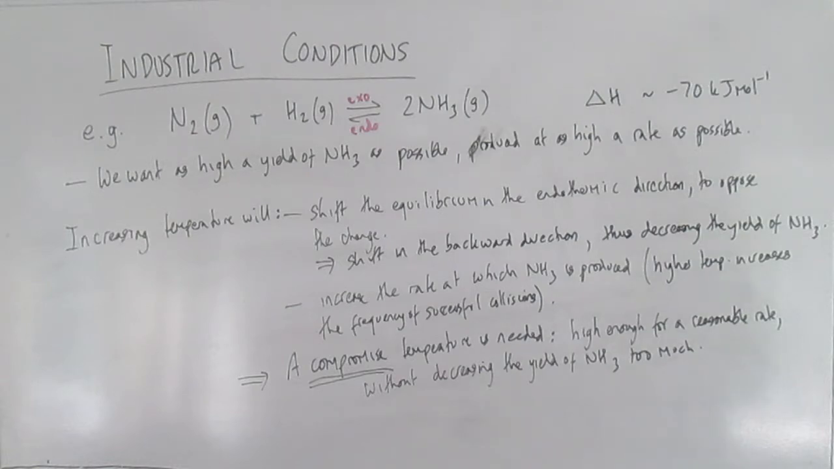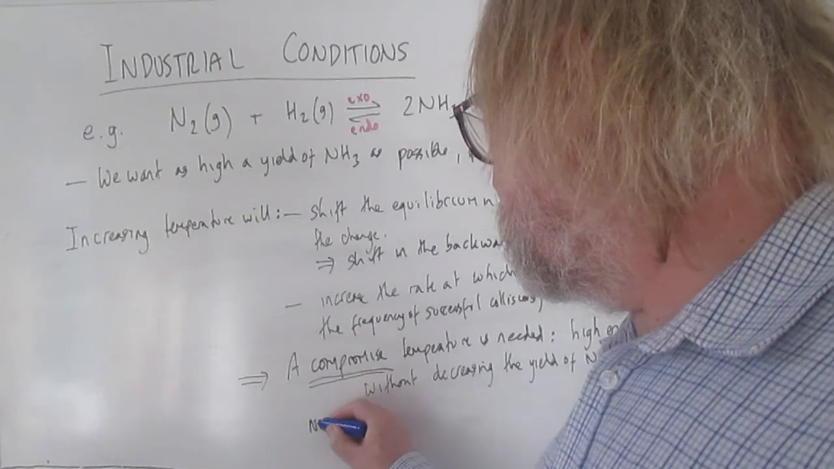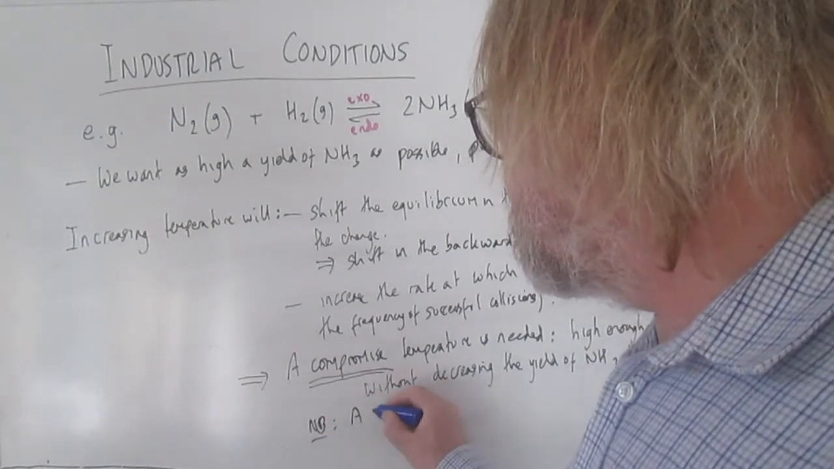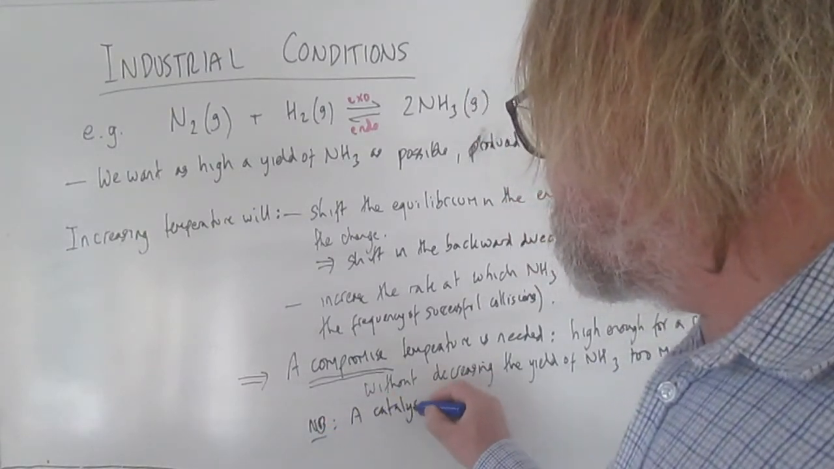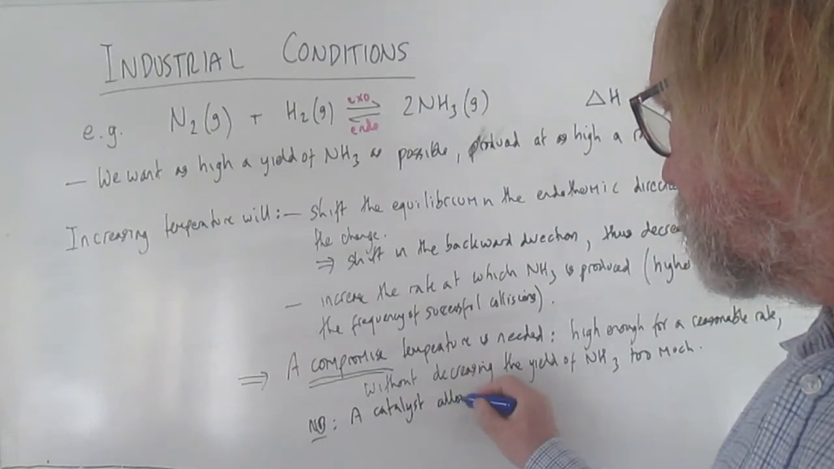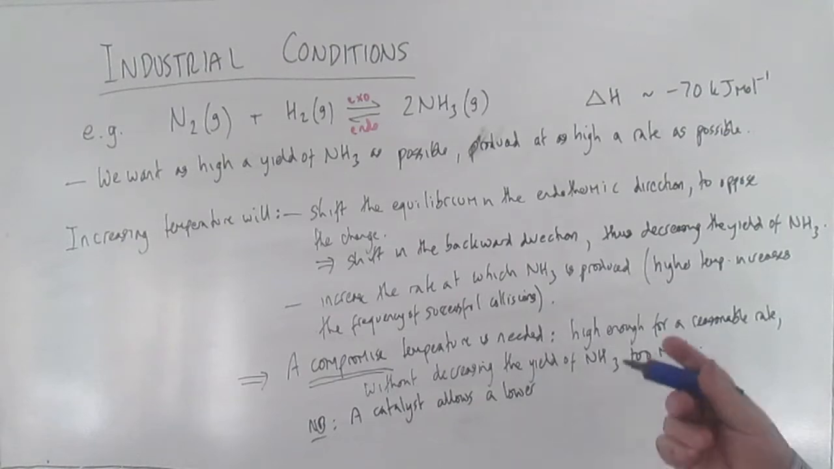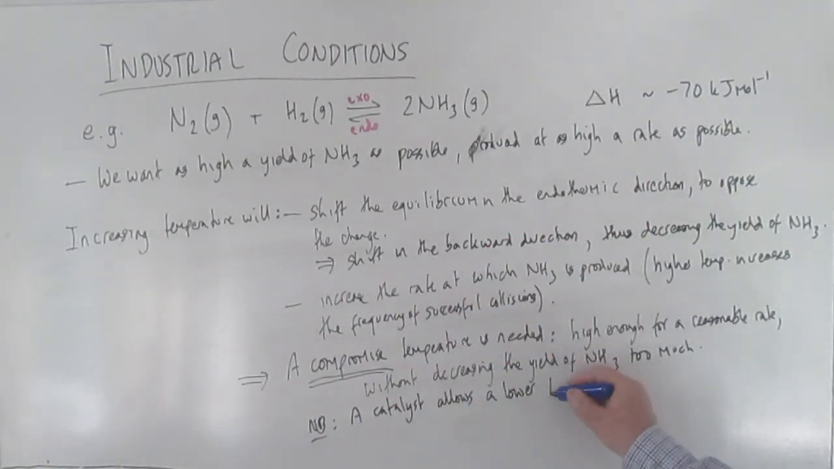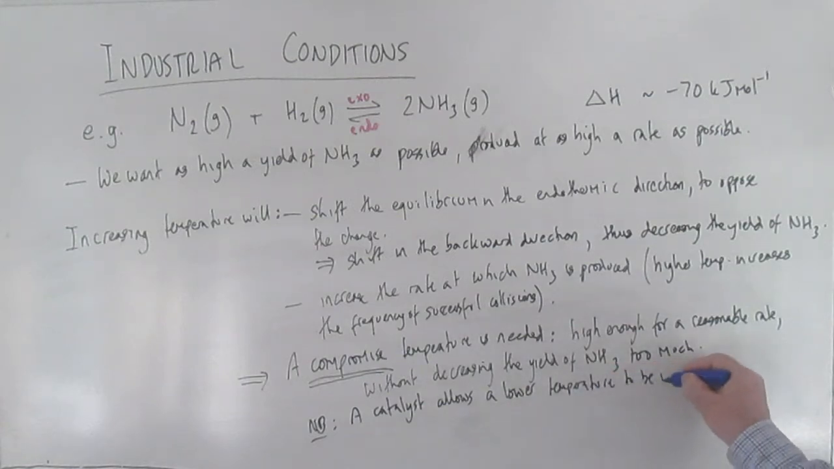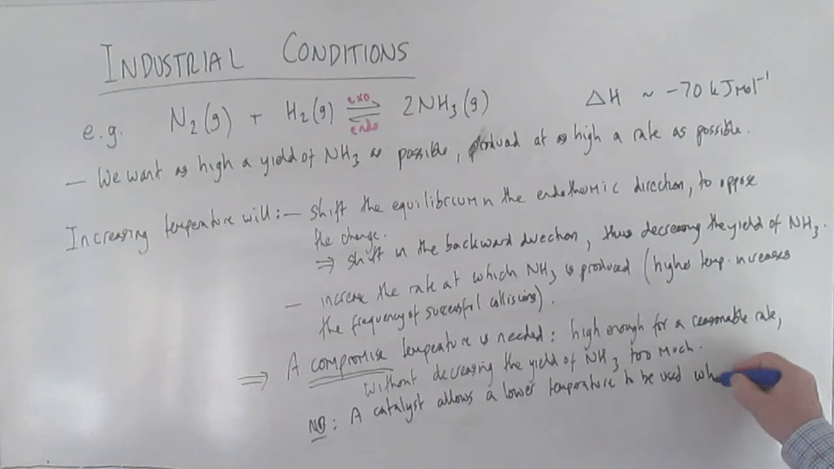What you could also bring in at this point is the catalyst, because a catalyst allows a lower temperature to be used. Okay, because if you're going to speed up the reaction by putting a catalyst in there, you won't need to go to as high a temperature to get a reasonable rate. Okay, allows a lower temperature to be used while still getting a good rate.